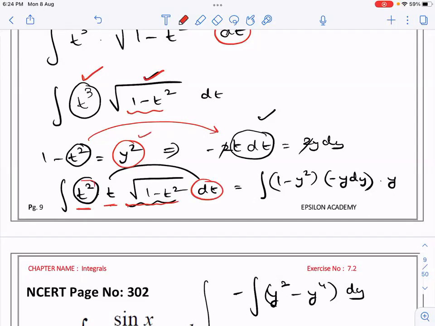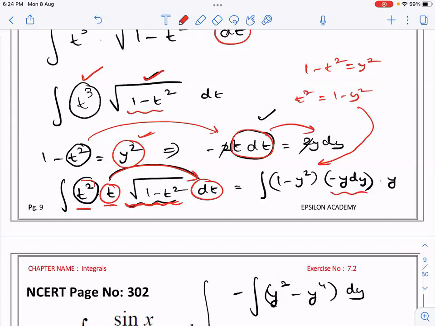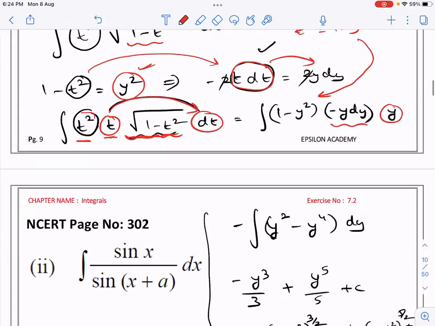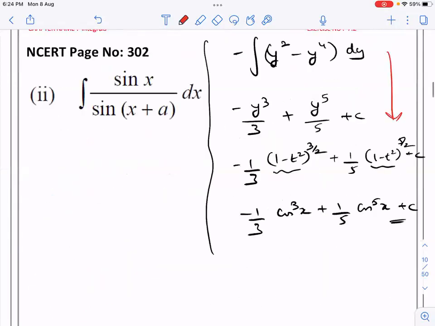So this t square is what? See, 1 minus t square is y square. Then what is t square? 1 minus y square. That is what I substituted here. Root of 1 minus t square, sorry, t dt combined together from this step will be minus y dy, into root of 1 minus t square, which is y. Then I combined everything and did the normal integration.